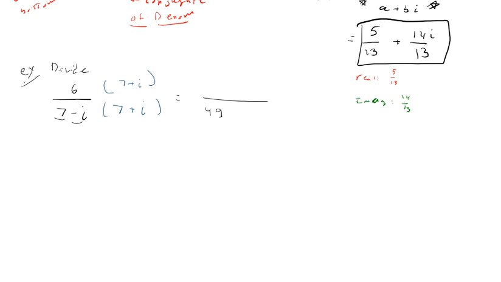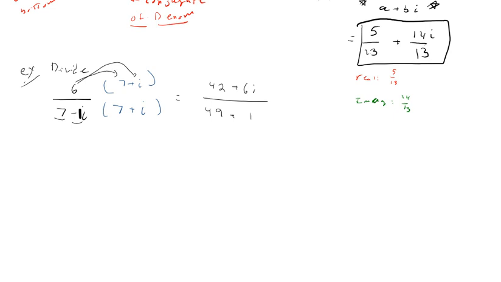49 plus 1. On the top, I have to just do the regular multiplication. This time it's only a 6, so I just distribute that answer to both. 6 times 7, what is that? 42 plus 6i. That's a 1, everybody. So the answer for this one, 42 plus 6i over 50.